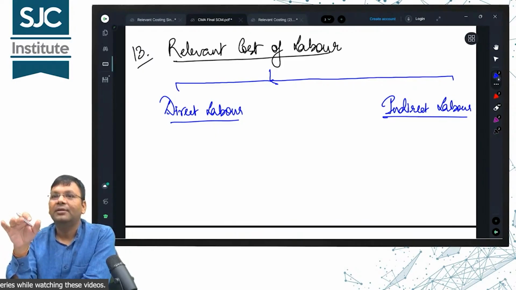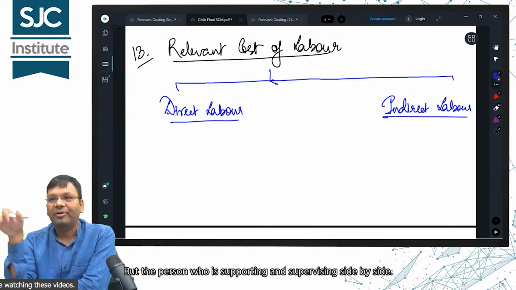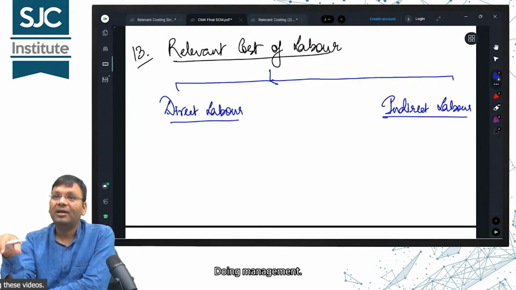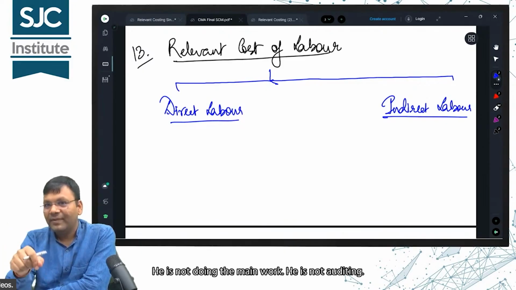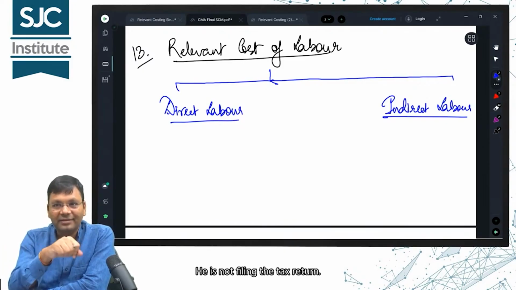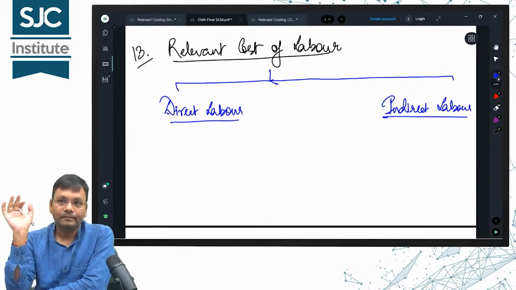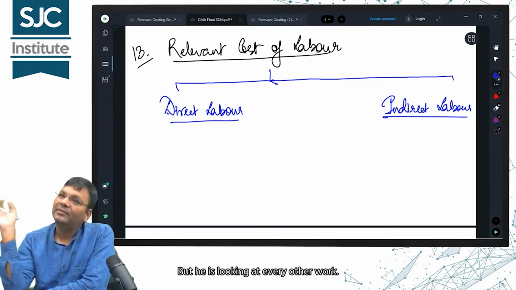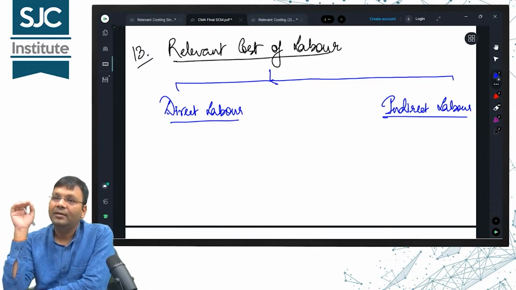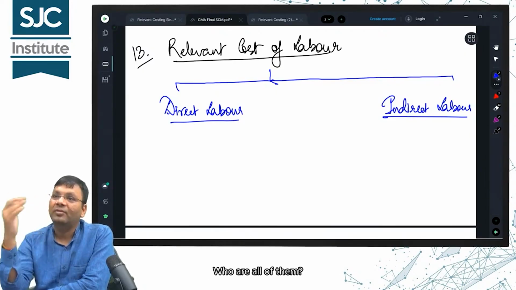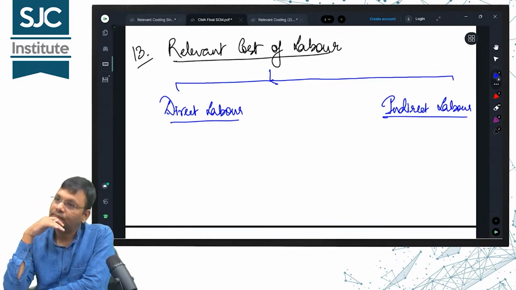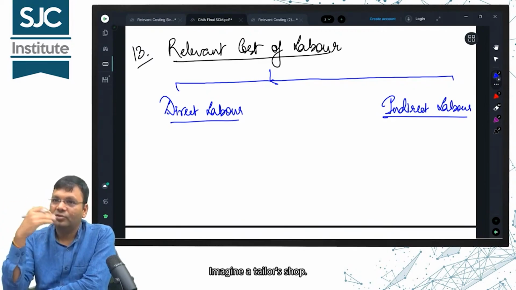Direct labor. But the person who is supporting and supervising side by side, doing management, is not doing the main work, he's not auditing. He is not filing the tax return. But he is looking after every other work. He is billing. He is sitting at the reception. Who are all of them? Indirect workers.